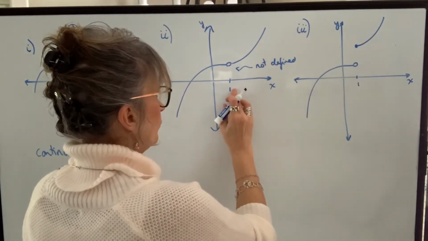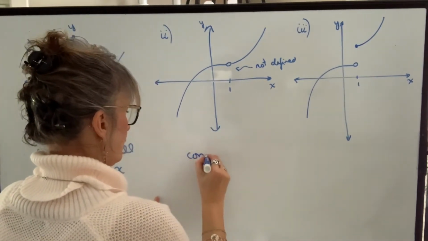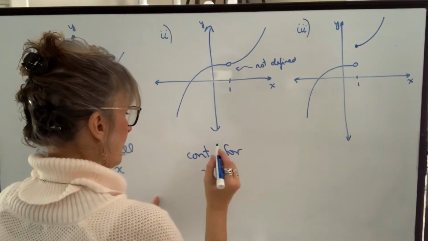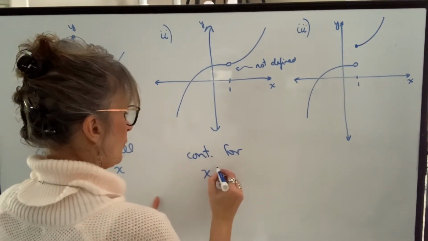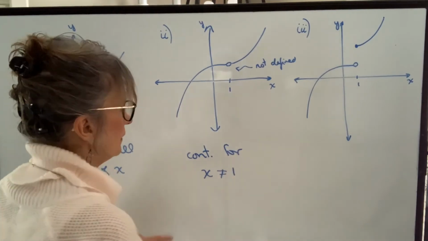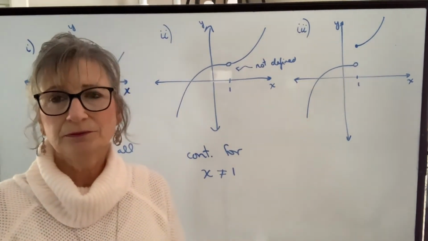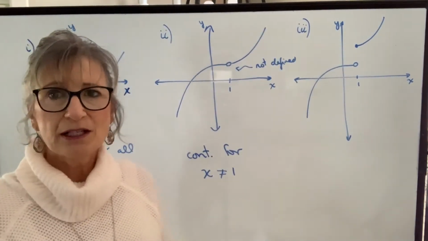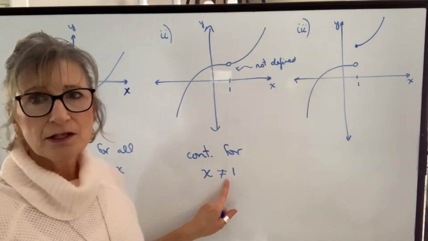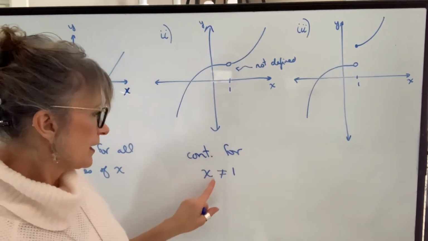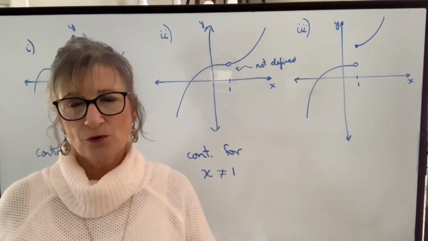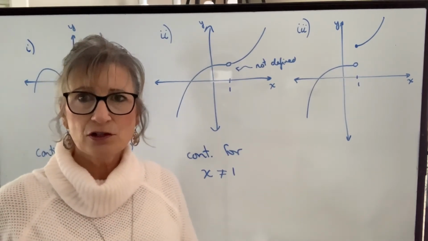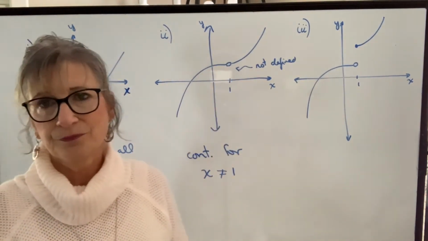When x is equal to 1. So we would say continuous for all values except x equals 1. We would say it's continuous for x not equal to 1. So it's not continuous when x equals 1. It's continuous up to that point and it's continuous after that point, but it's not continuous at x equals 1. So when we say continuous for x not equal to 1, it means it's continuous for all values except that value. So our first condition of continuity is not met. It's not defined at that point.